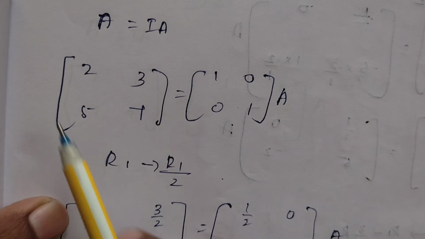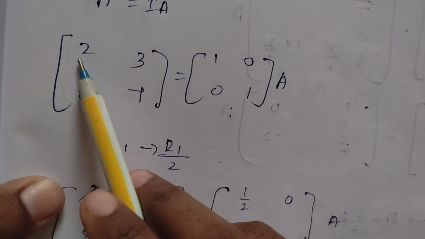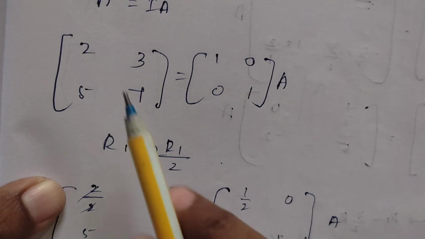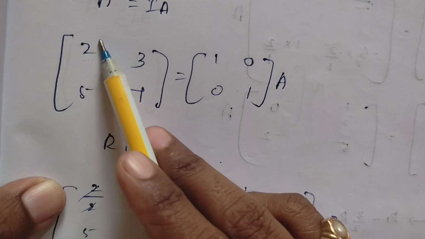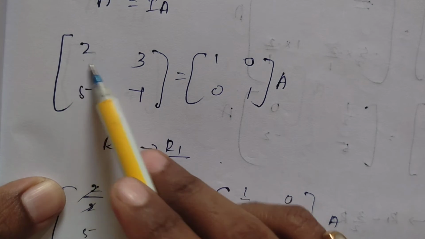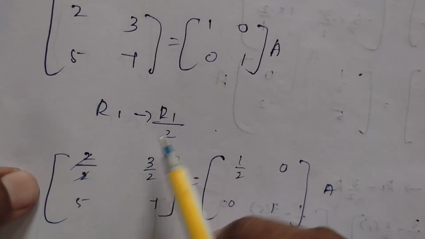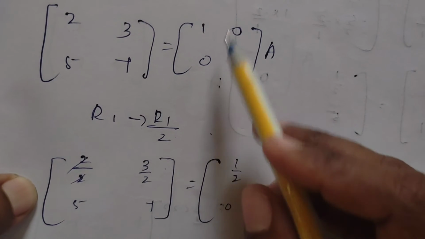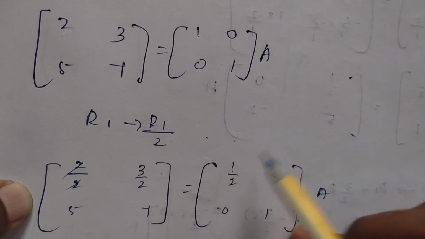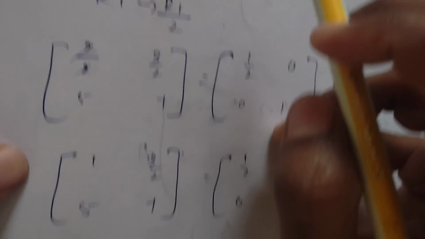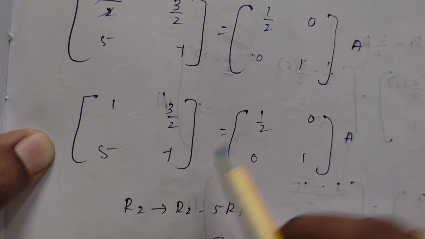Step 1 is you should make the first element 1. By dividing the same element, I will make it 1. R1 by 2, that is 2 by 2 will give you 1. So I am dividing the whole row by 2. So R1 tends to R1 by 2. 2 by 2, 3 by 2. Same thing applied in the RHS also. 1 by 2, 0 by 2. So we got 1, 3 by 2, 5, 7, 1 by 2, 0, 0, 1.